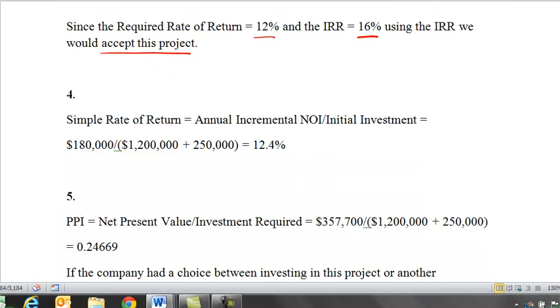Then number 4 wants us to calculate the simple rate of return, with just the annual incremental net operating income divided by the initial investment. So the annual incremental net operating income is our net income accrual basis of $180,000. Then we are going to divide that by our total investment of the $1,200,000 plus the $250,000, and that's going to give us a simple rate of return of 12.4%, and that is greater than our required rate of return of 12%. So even using the simple rate, we would say accept the project.